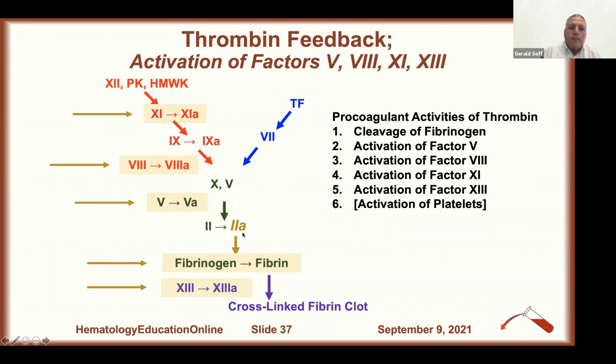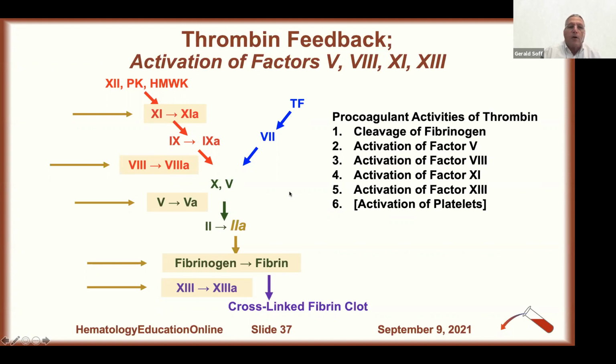So thrombin, or factor 2A, because prothrombin is 2, right? So thrombin is factor 2A, activates 11 to 11A, also activates the cofactors 5 and 8 to 5A and 8A, cleaves fibrinogen, which is its oldest known function, and also activates factor 13 to factor 13A, and that leads to cross-linking of the fibrin clot.